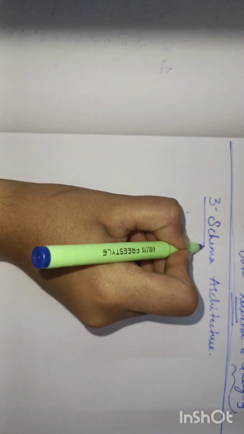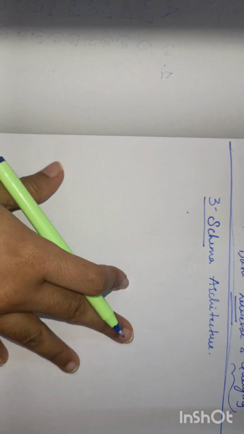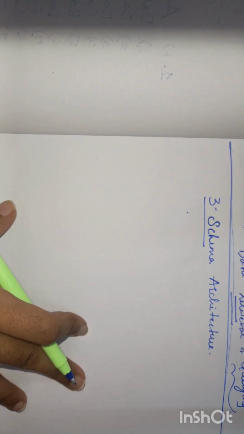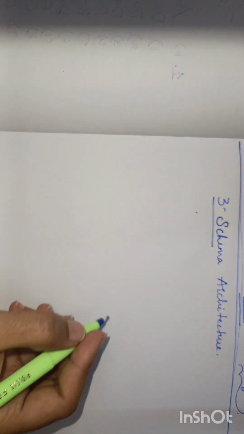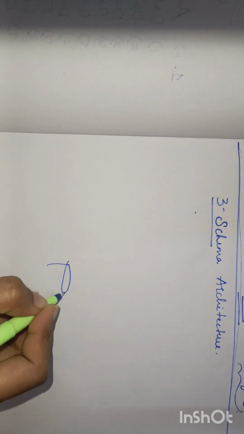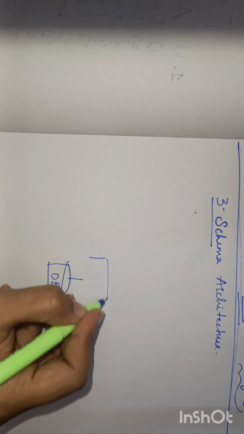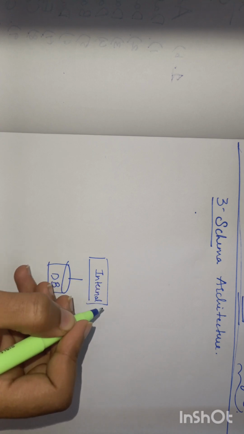Next is three schema architecture. The three schema architecture is a framework in database that is used to manage the data abstraction and separation. So basically, the schema can be in three different levels. First is the physical database or the internal schema. So you can define that as the internal schema.